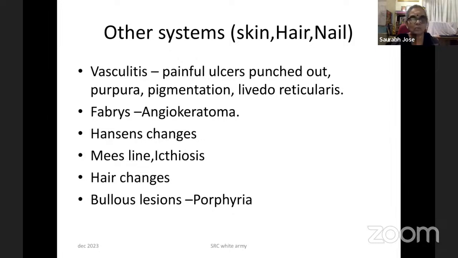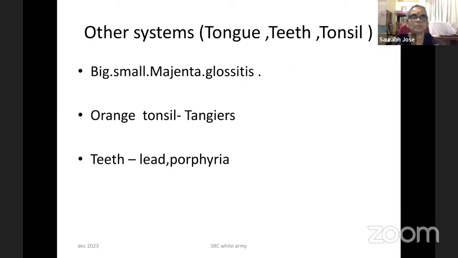When there is autonomic involvement, you get hair changes. Bullous lesions are seen in conditions like porphyria, a patient with neuropathy having bullous lesions. Then tongue changes. So skin, hair, nail, tongue, teeth, tonsil. So in any person with a peripheral disease, we should not forget skin, hair, nail, tongue, teeth, and tonsil.